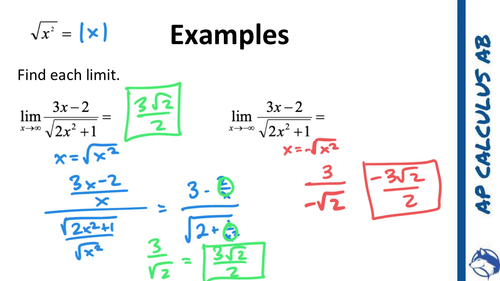So if you were to go ahead and graph this, you would notice that these both are going to be horizontal asymptotes. And as x approaches infinity, we're going to use the green one. And as it approaches negative infinity, we're going to use the red one.